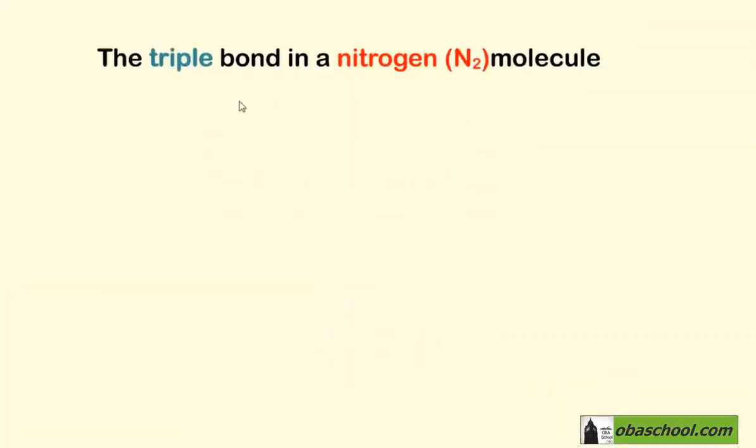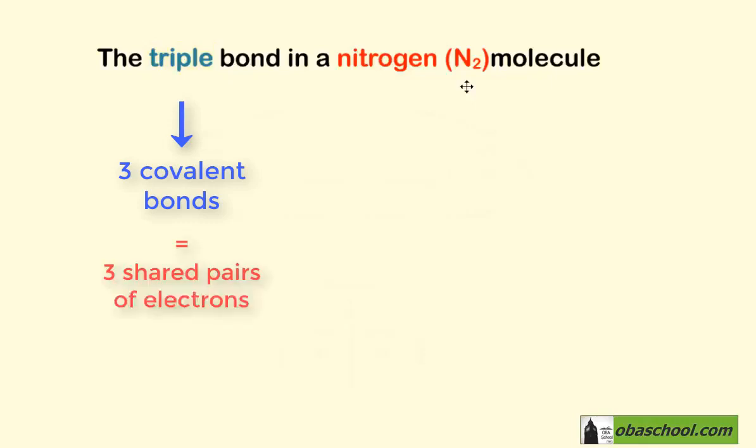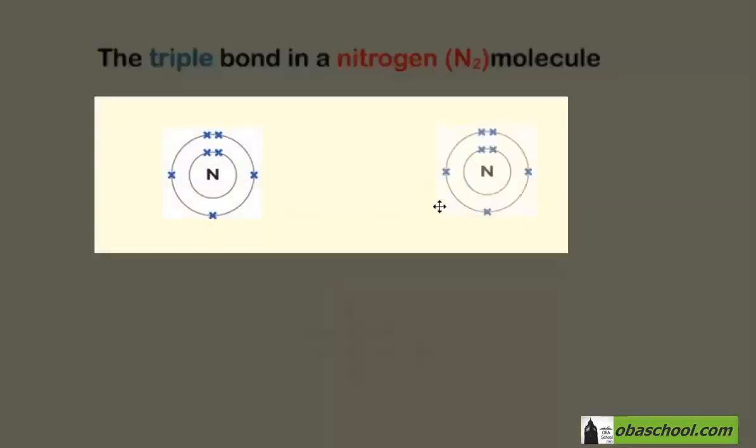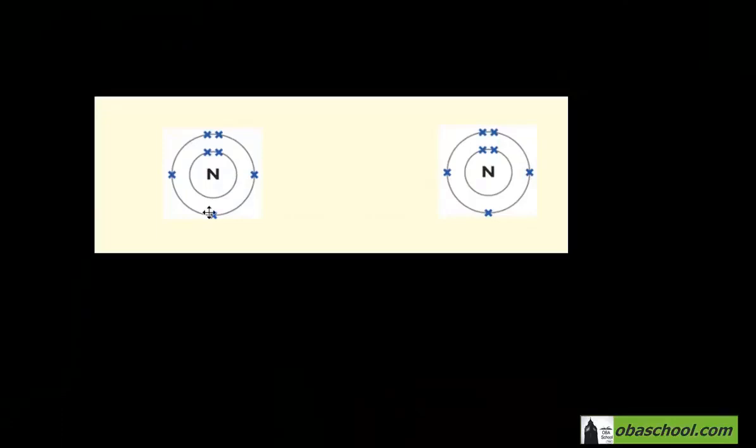The triple bond in a nitrogen molecule N2. Triple means 3 covalent bonds, so 3 pairs of shared electrons, and each pair is made up of 2 electrons.